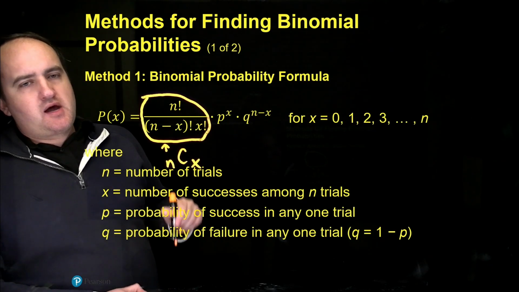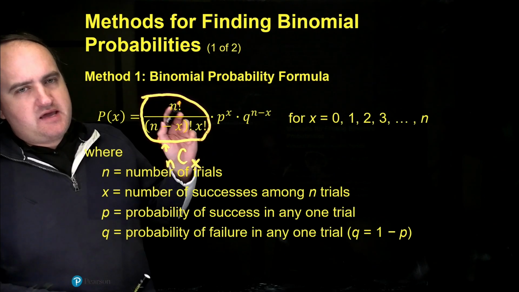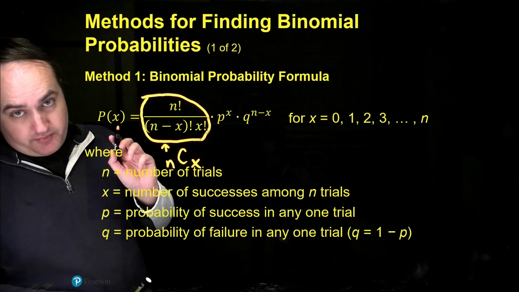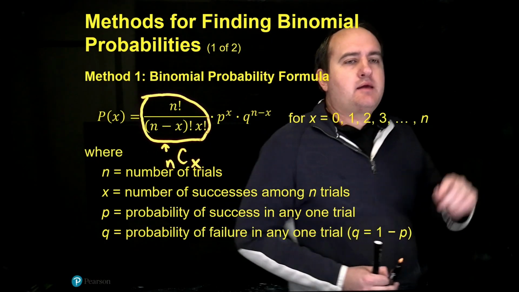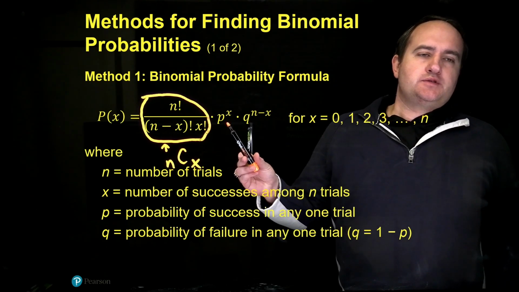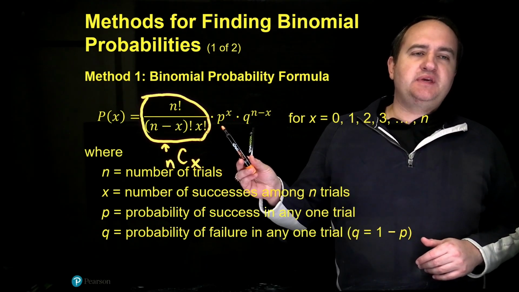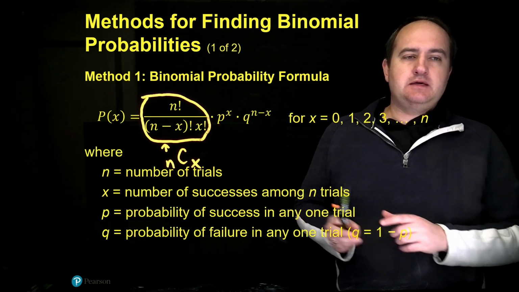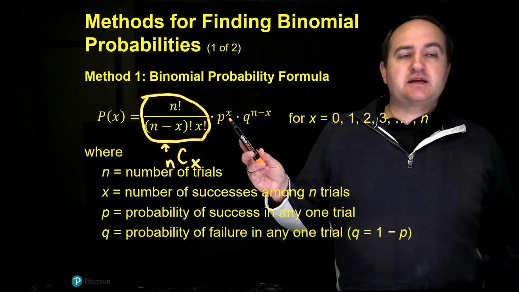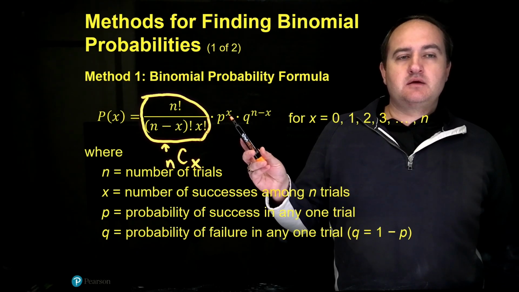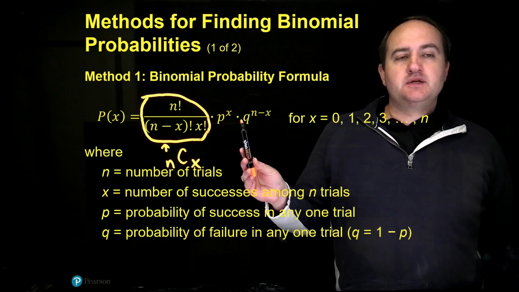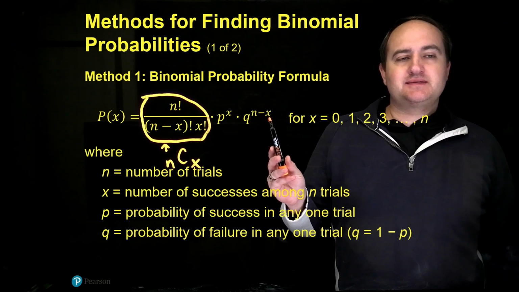Okay, so that's just the combination, where n is the number of trials and x is the number of successes that we're trying to find the probability of. Okay, and then for the rest of this formula, it isn't too bad. The next thing we have is times p to the x. Remember, the p represents the probability of a success on a single trial. x is the number of successes. So that's a power there that you can just type into your calculator, times q to the n minus x.